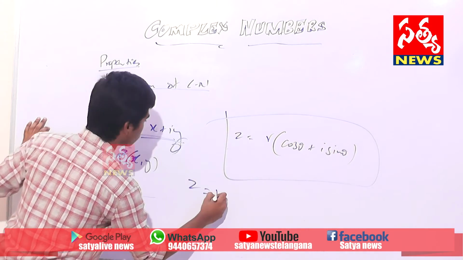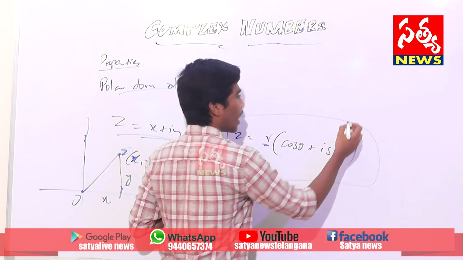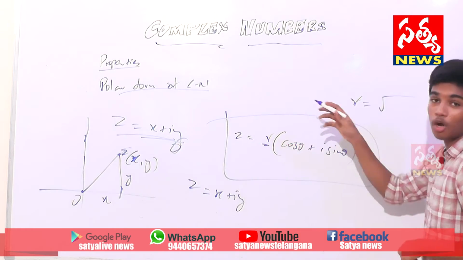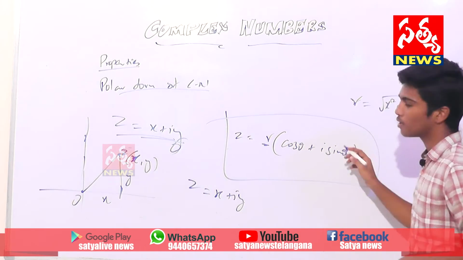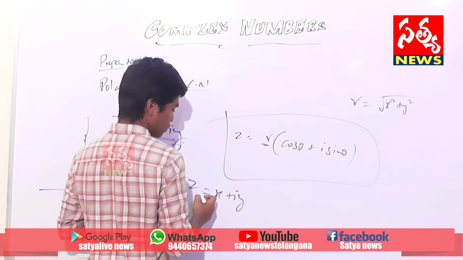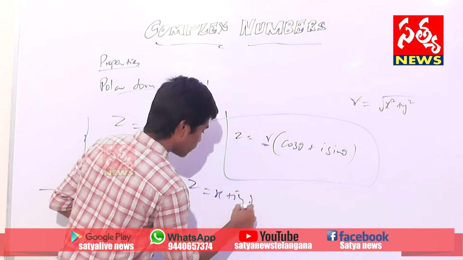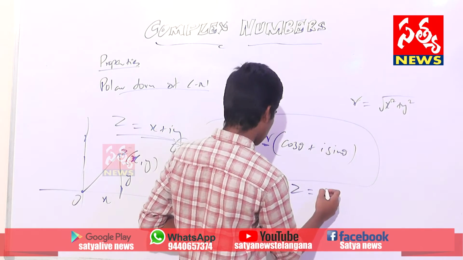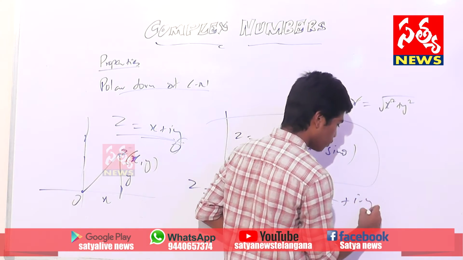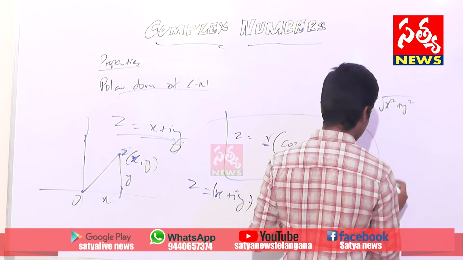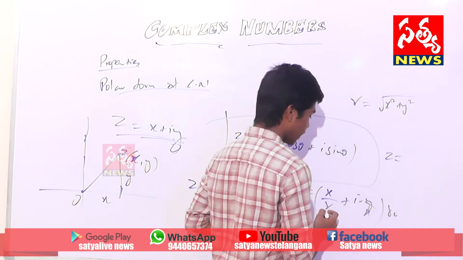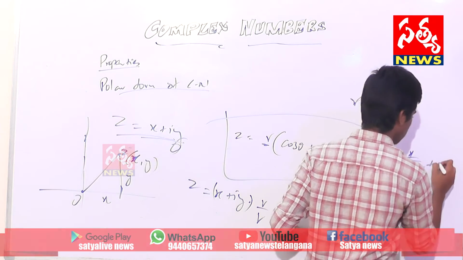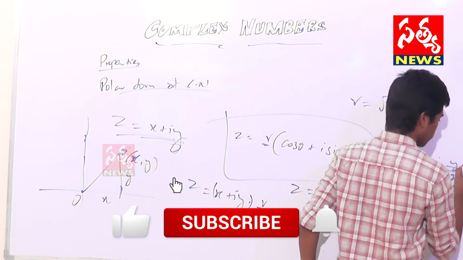Now z equals x plus iy, and here r is the modulus of the complex number, which is under root x square plus y square. We have studied this before. z equals x plus iy, I am multiplying and dividing by r, so that we get z equals x by r plus i into y by r, into r. Now x by r is x by under root x square plus y square, plus i into y by under root x square plus y square.